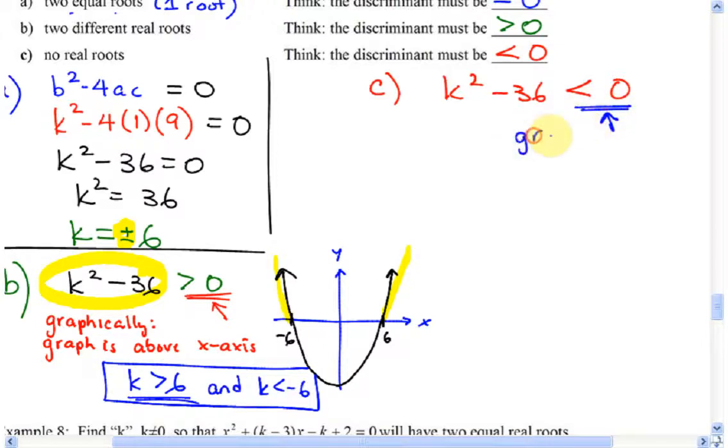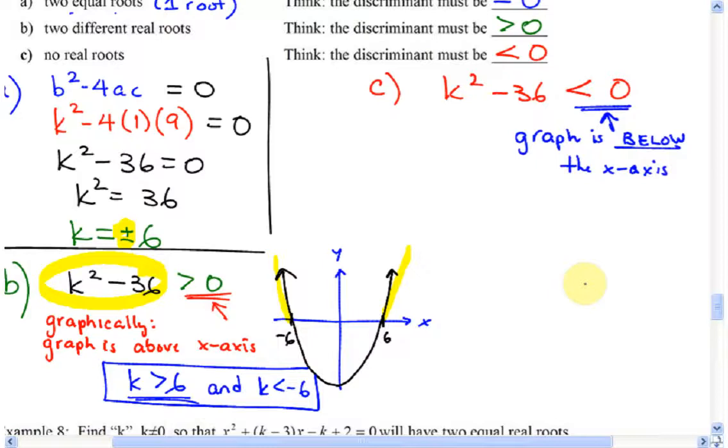The graph is... what word should I put in there? Below. Thank you. Below the x-axis. Okay. Less than 0 means the graph is below the x-axis. Good. Below.